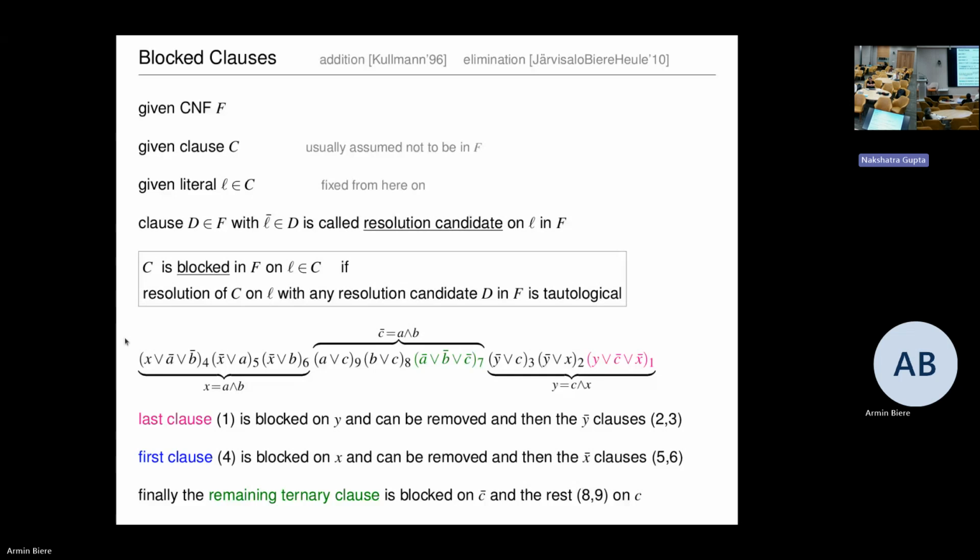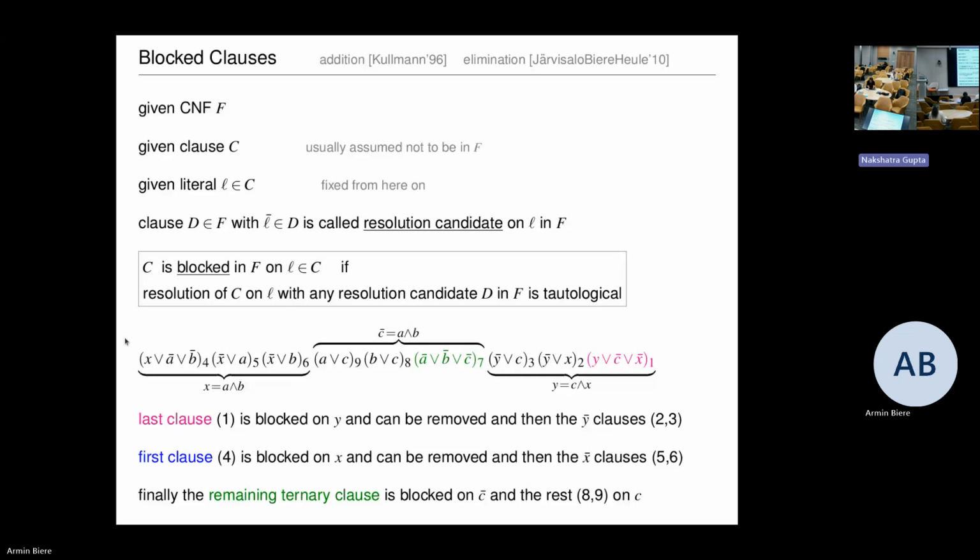And this happens by the default Tseitin encoding all the time. If you resolve these clauses, you will get a tautology. This is just by definition, because here they always occur in the opposite polarity. So resolving this clause on Y with one of the other two gate clauses gives you a tautology. So blocked clause elimination tells me I can drop it.